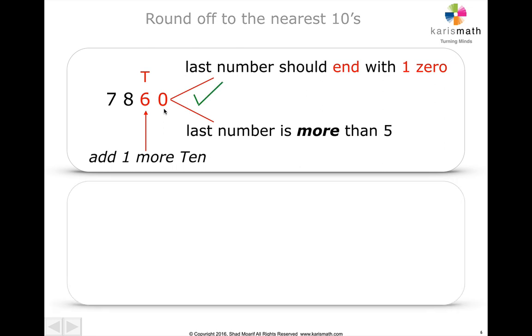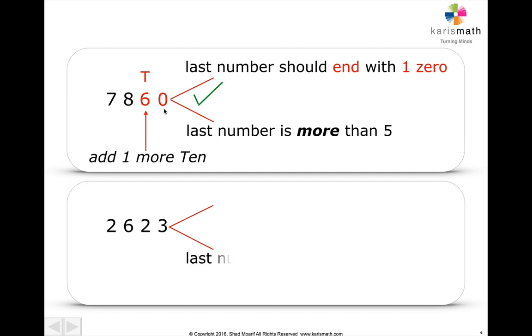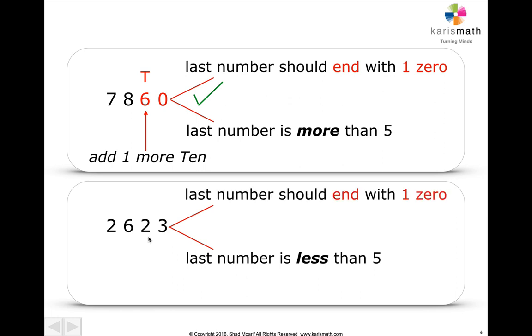Okay, you got that. Good. Try another one. 2,623, well, we know that the last digit, the units, is less than 5, so we can't treat it as a 10. So we leave 2 tenths as they are and just turn this into a 0. And that's it. That's the answer. Got it? No change there in the tenths.